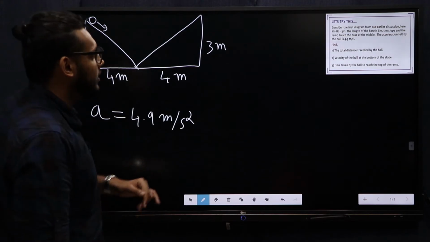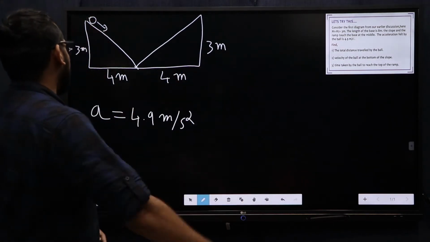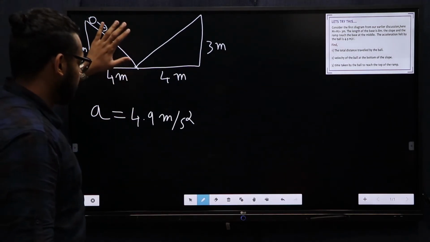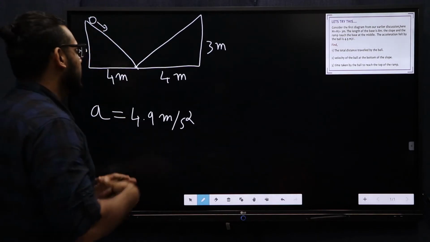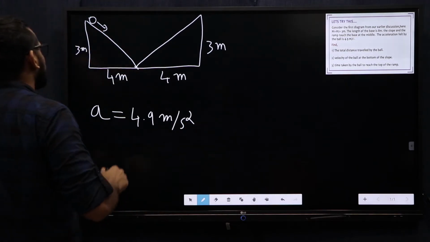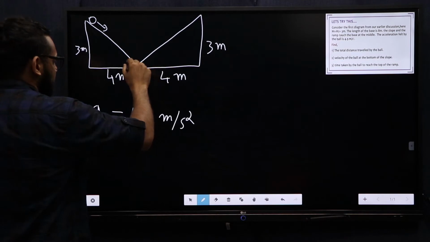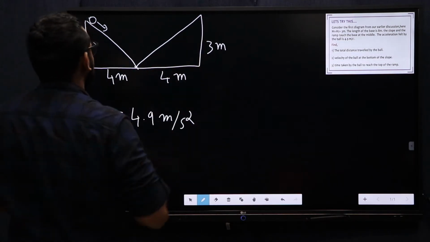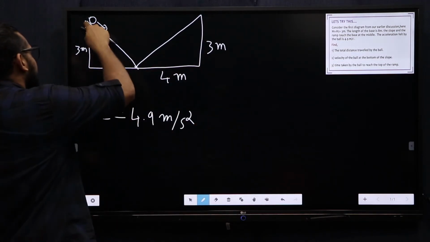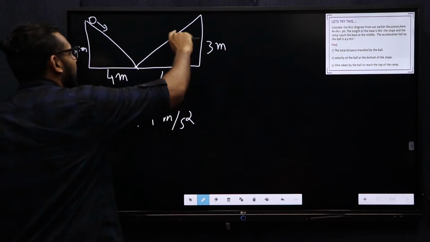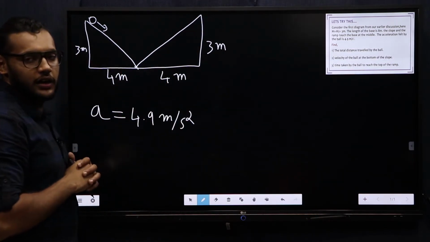Now what do we have to find? One is the total distance traveled by the ball. So always when you do problems, note everything down before we start attempting the problem. So we know that this ball rolls down, reaches the bottom, then rolls back up and reaches the top. So the distance we have to find is the length of the hypotenuse of the two triangles we can see here.